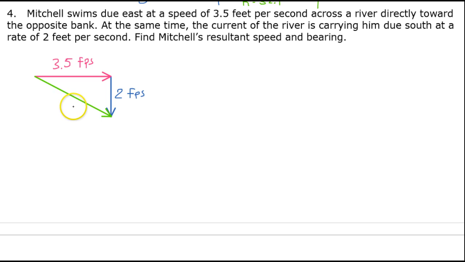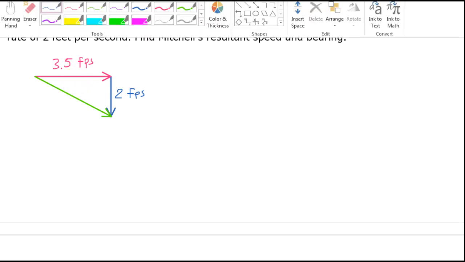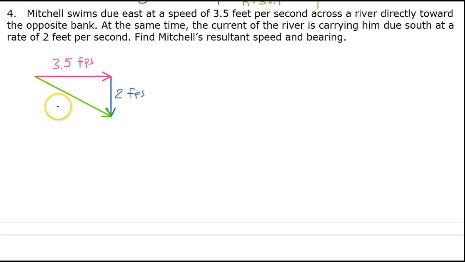Okay, so we need to find the magnitude and direction of this resultant. First of all, the magnitude should be pretty simple. I'm going to call this vector R for resultant. This is what we're looking for. So the magnitude of vector R is just going to be the square root of 3.5 squared plus 2 squared. That's how you do the magnitude.